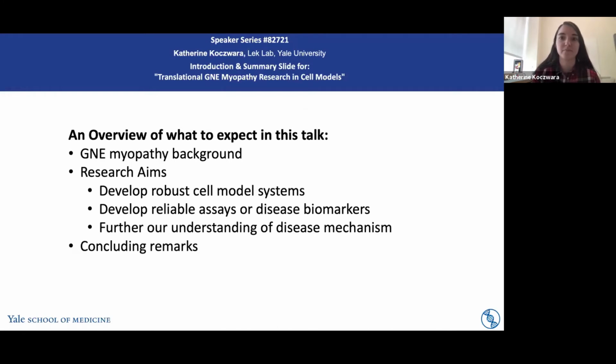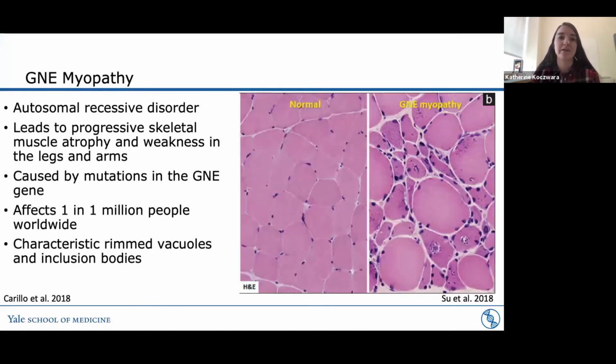To begin with some brief background into GNE myopathy: GNE myopathy is an autosomal recessive disorder that leads to progressive skeletal muscle atrophy and weakness in the legs and arms. It's caused by mutations in a gene called GNE, and as a rare disease it affects about 1 to 9 in 1 million people worldwide. Characteristic of the disease is the presence of rim vacuoles and inclusion bodies in the muscle. In this image on the right, in the patient with GNE myopathy, you see the presence of these rim vacuoles and inclusion bodies within the muscle fibers that you don't see in healthy individuals.